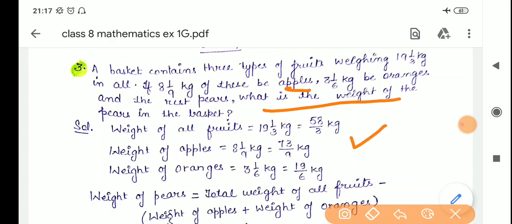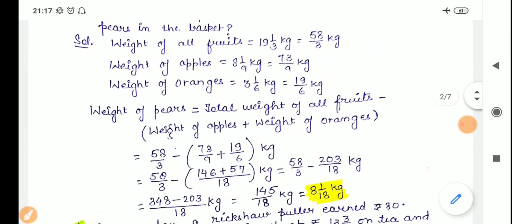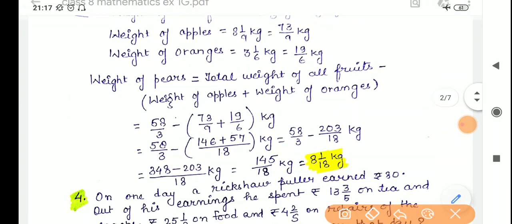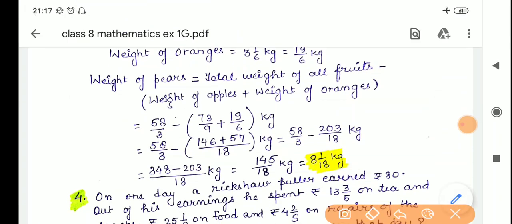Weight of all fruits is equal to 19 complete 1 by 3 kg, that is 58 by 3 kg. Then weight of apples is equal to 8 complete 1 by 9 kg, that is 73 by 9 kg. Weight of oranges is equal to 3 complete 1 by 6 kg, that is 19 by 6 kg. Now what is the weight of pears? It is equal to total weight of all fruits minus the weight of apples plus the weight of oranges. So 58 by 3 minus 73 by 9 plus 19 by 6 kg.